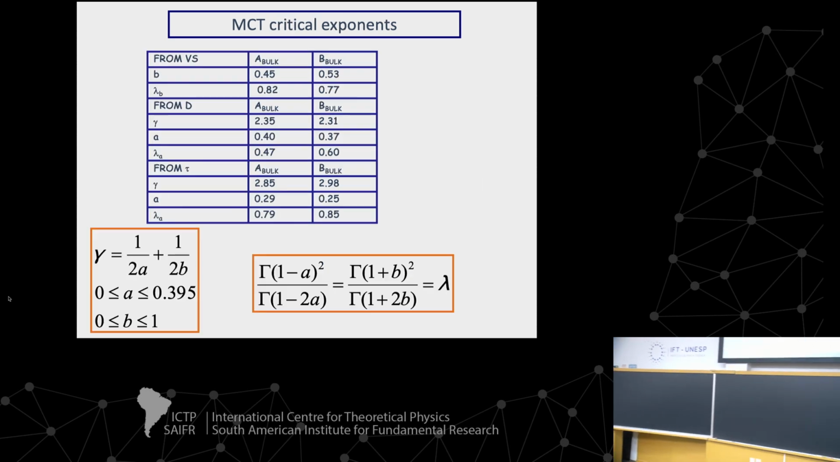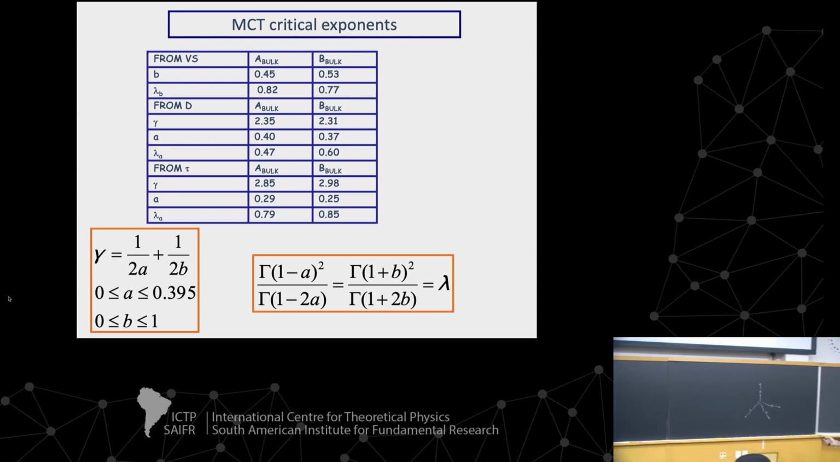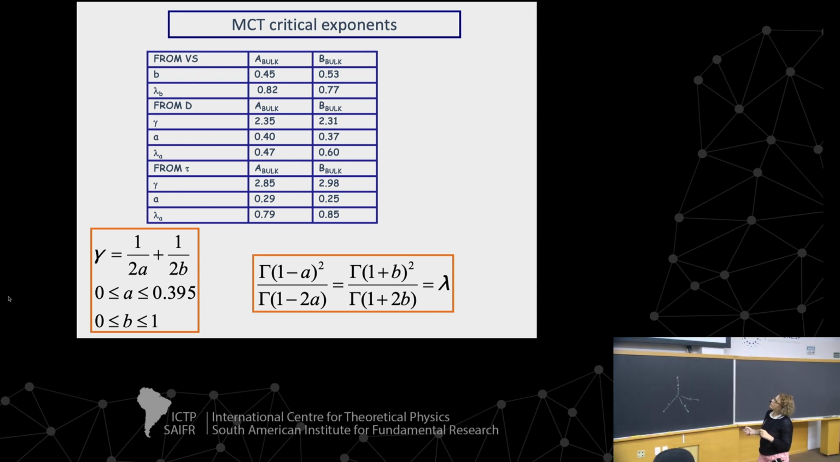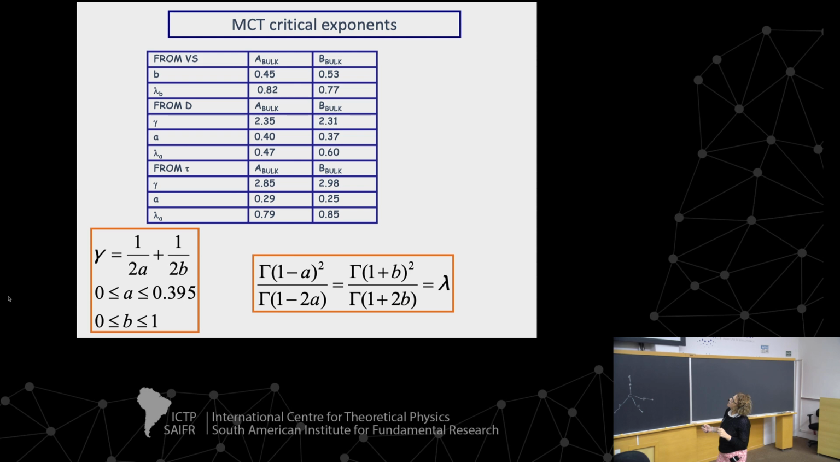How about MCT critical exponents and what kind of lambda we get? This is from the von Schweidler: lambda 0.82 for A and 0.77 for B. From D we get 0.7 and 0.60. You see hopping hits very badly, and deviates from the theory. But from tau, very similar to von Schweidler. So taking into account that we have the hopping, the test of the theory is working well.